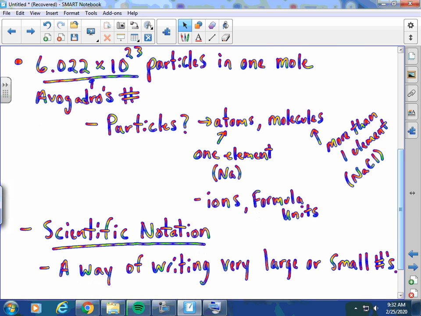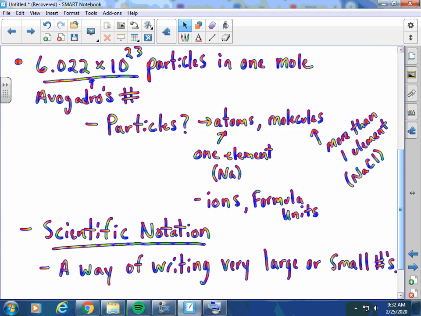And it's important to understand this because you've got to understand what kind of substance you are dealing with. Are you dealing with an element? Because if you're dealing with just an element, which would be just one capital letter, then the particles you're talking about in a mole are atoms. Okay. If you have more than one element stuck together, then you have a compound. And now what you're talking about is molecules.